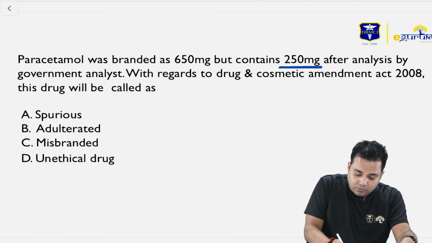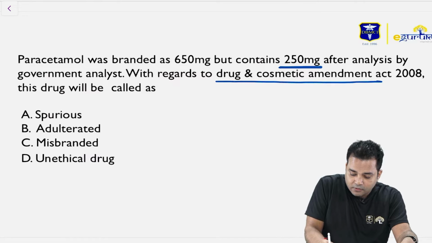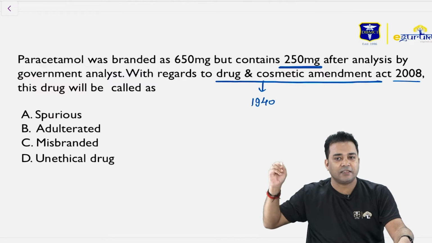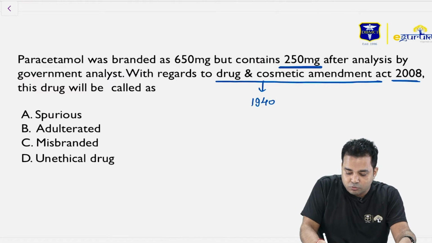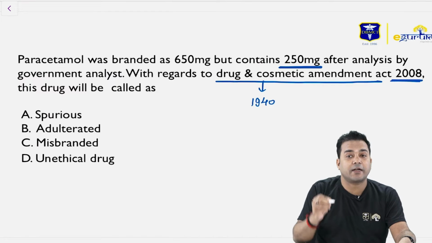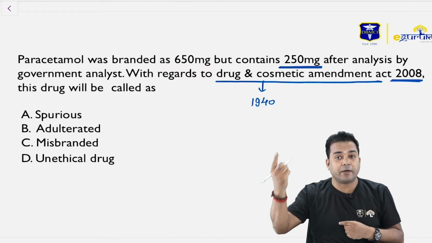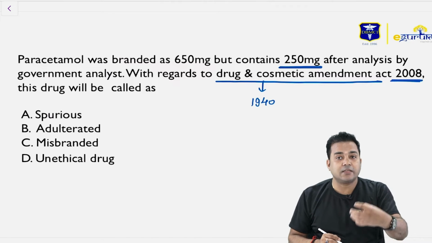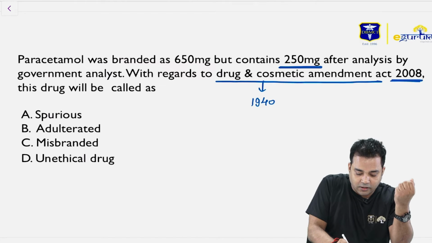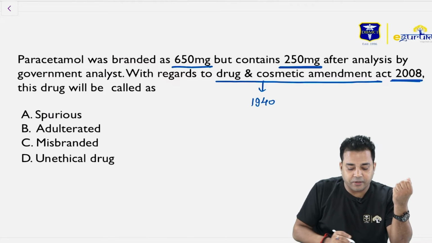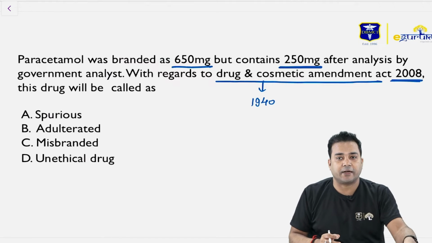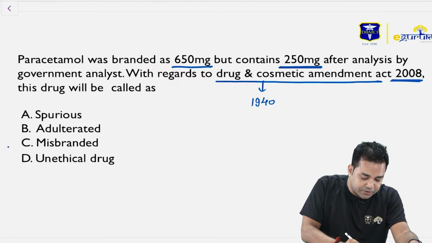And with regards to the Drug and Cosmetic Act, this act was first made in 1940. From time to time many changes have been done year wise, and the last major change was done in 2008. So right now it is the Drug and Cosmetic Amendment Act 2008. What will you call this drug? If the label was mentioning 650 milligram, but the actual strength of the PCM is 250 milligram, the correct answer is option C, misbranded.